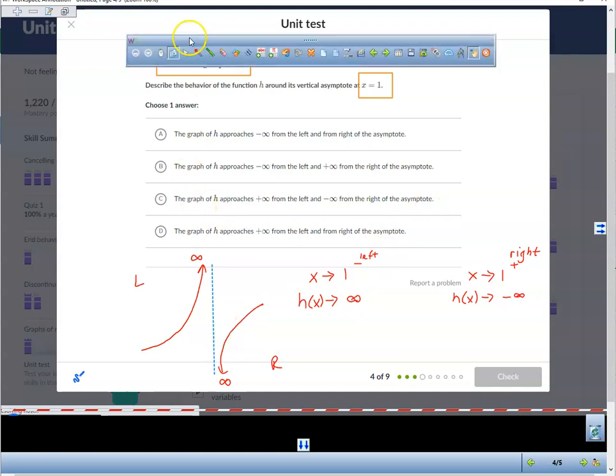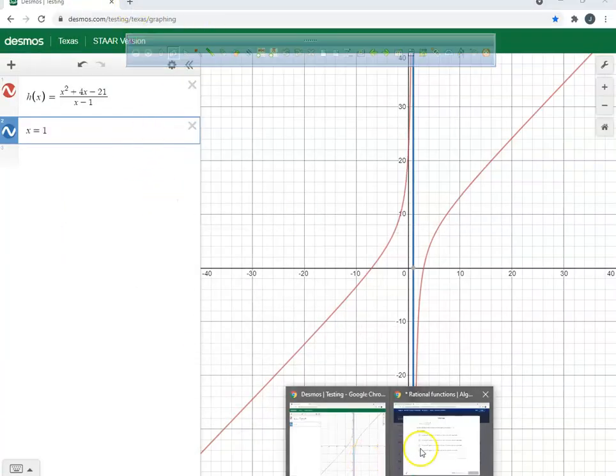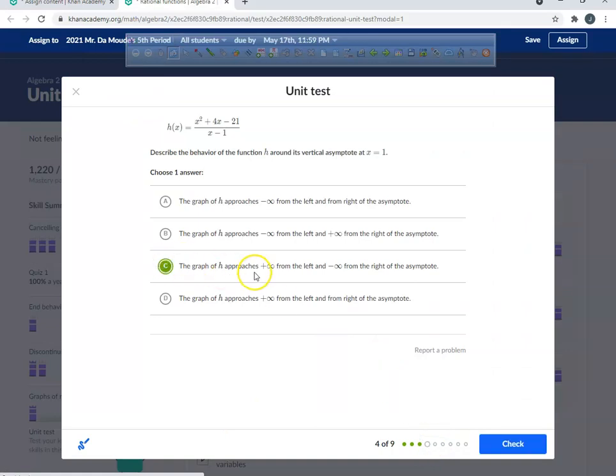Okay, and I try to put the minus and the plus because they might actually not have words. It might just have these symbols, and I want to make sure you understand what the symbols mean. Okay, so I'm going to choose C, but not on this page. On this page, it approaches positive infinity from the left and negative infinity from the right.